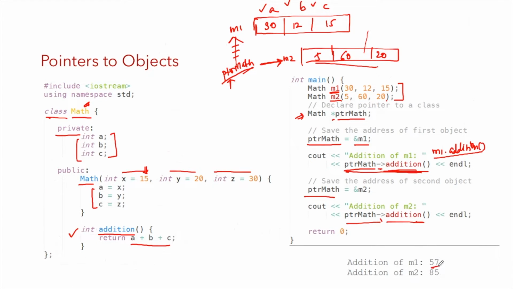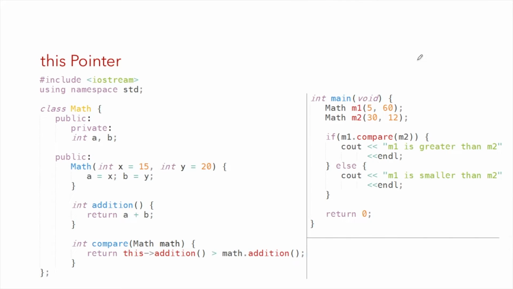So 57 is the outcome of addition of variables from the m1 object, and 85 is the output of addition of variables in m2. Now, one very important pointer that C++ has is the this pointer. So why is there a need for this pointer?